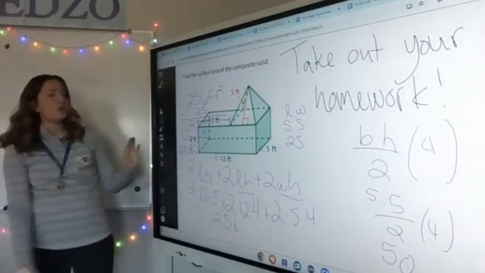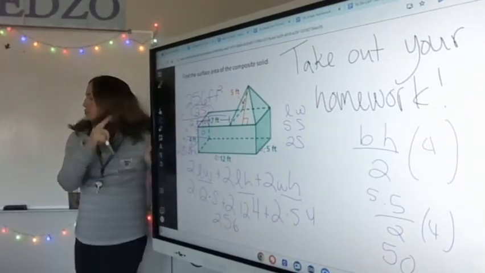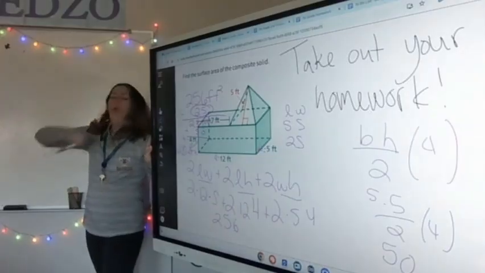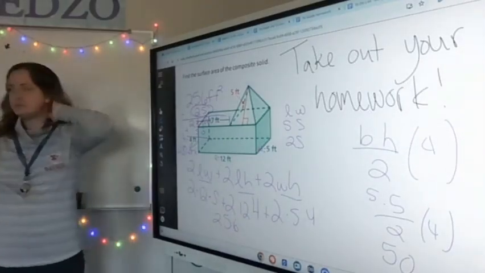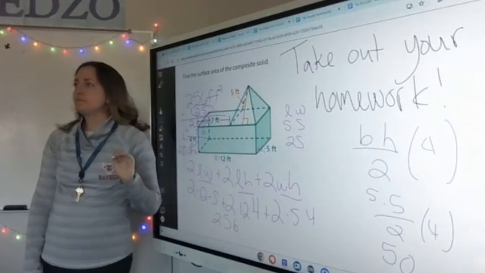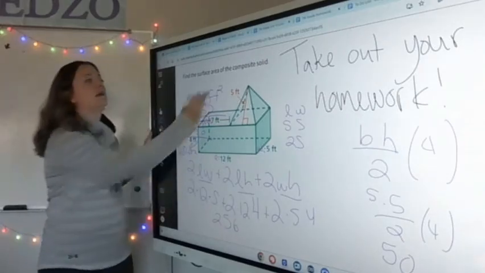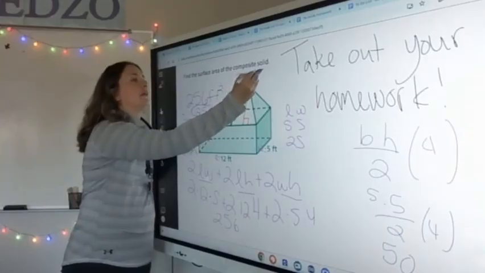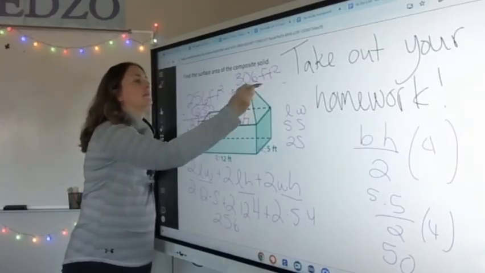306, I think, would be without that 25 subtracted off. If you see, that's the problem that I did. I added and then I subtracted from that prism. That's another way you could do it. You could do it all and then subtract the prism from it.